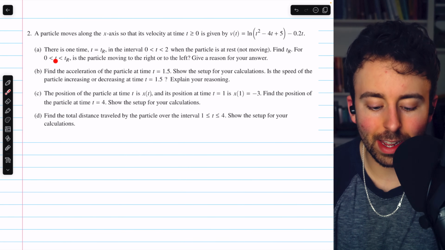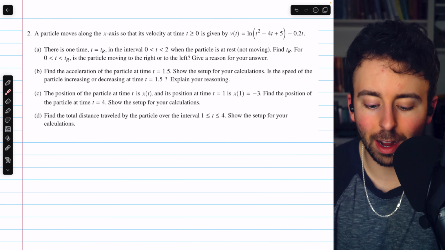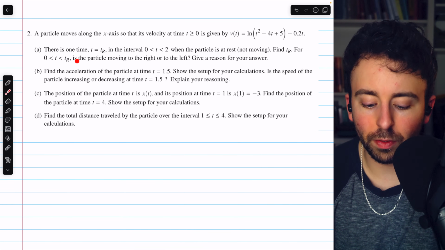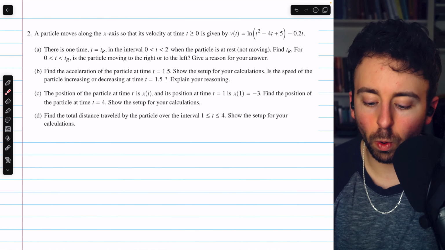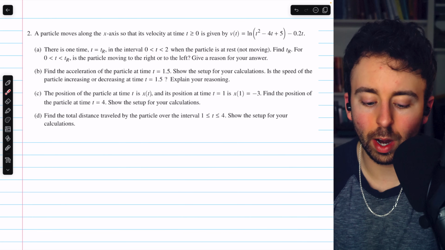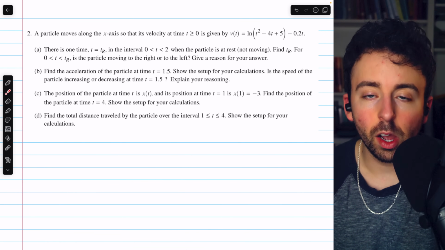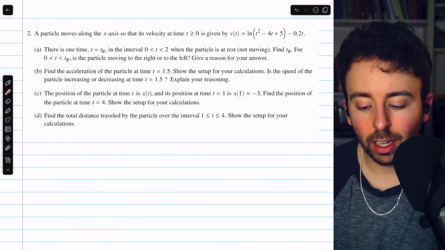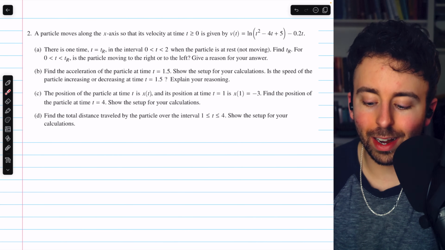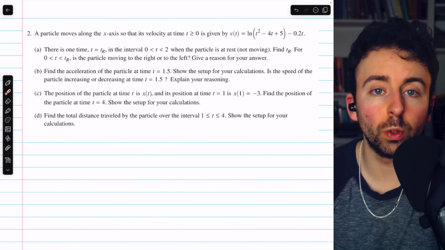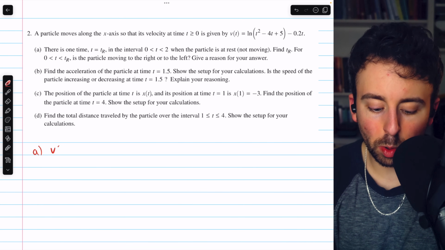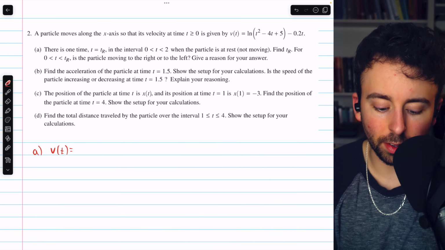For 0 is less than t is less than the time at which the particle is at rest, we want to know if the particle is moving to the right or to the left, and to give a reason for our answer. So for the first part of this question, we're trying to find when the particle is at rest. We're just going to have to find when the velocity is equal to 0.